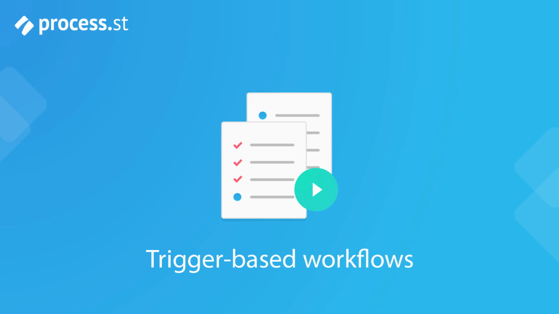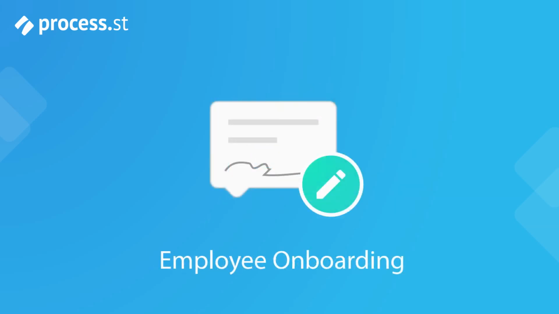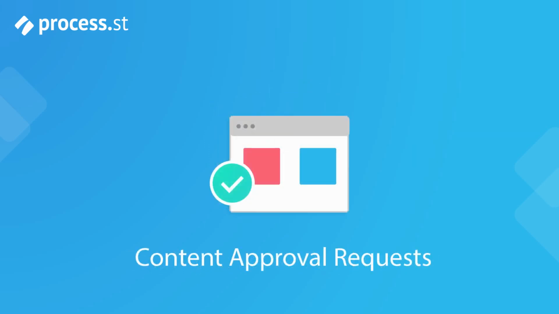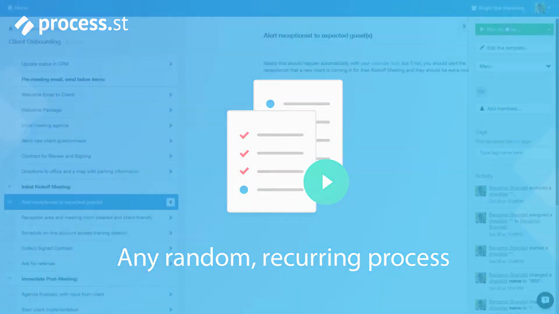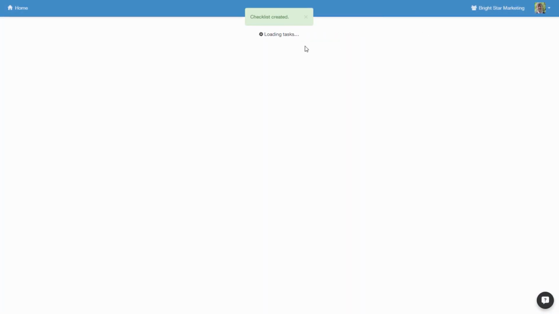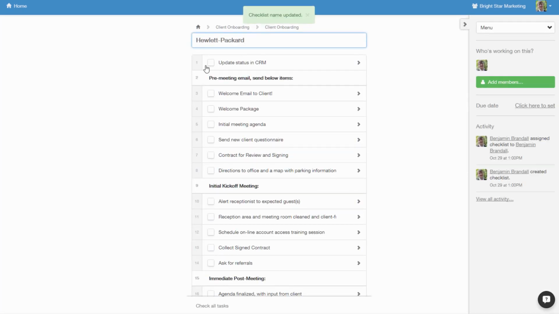Examples of trigger-based workflows include client onboarding or a new client setup, employee onboarding, employee leave applications, content approval requests, or really any process that happens over and over, but at some kind of random interval. For these kinds of processes, you can actually run your documents as checklists, or what we call micro workflows. In this example of new client onboarding, we would run the process for every new client that we sign up for our service.